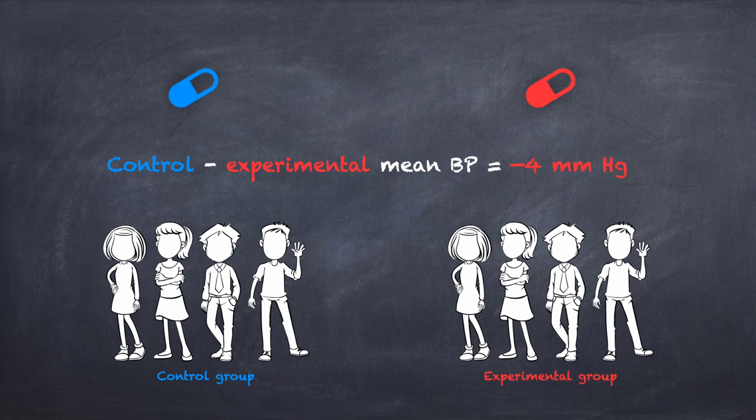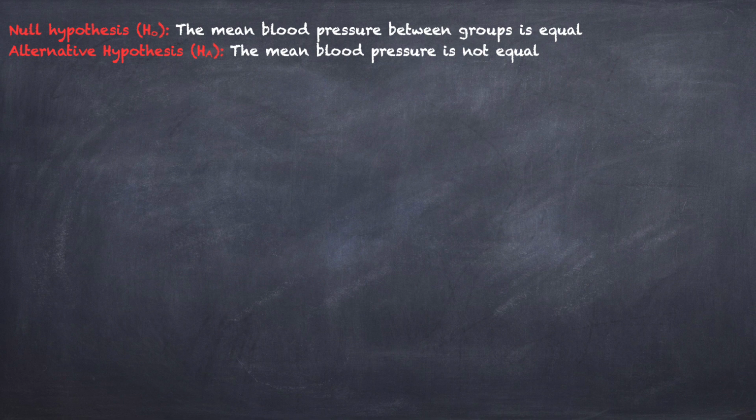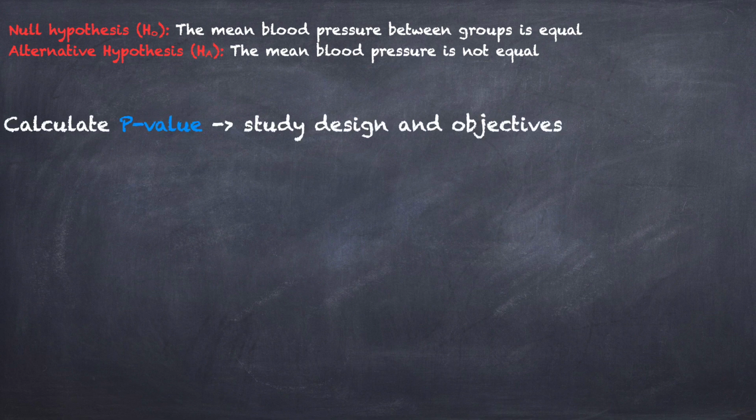Is this a statistically significant decrease in blood pressure where we can say that the red drug is more effective? To answer this, we will calculate the probability, or the p-value, that we would observe a 4 millimeters decrease in blood pressure, or more extreme, if we assume that there is no difference between the two drugs. That is, if we assume that the null hypothesis is true. The p-value can be calculated through several statistical techniques, which depend on the study design and objectives.